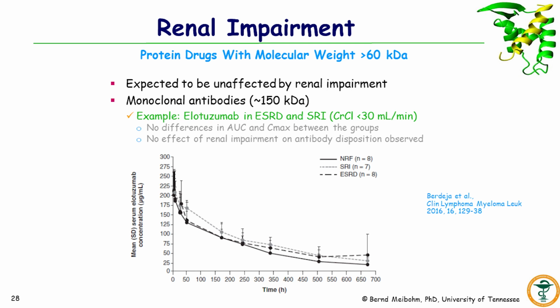An example is shown here with elotuzumab that has been investigated in patients with normal renal function, shown here as a solid line, compared to individuals with either severe renal impairment with a creatinine clearance below 30 milliliters per minute, or in patients with end-stage renal disease. As you can see, the systemic exposure is very similar in those three groups. There were no relevant differences in AUC and Cmax between these groups, and by that, no effect of renal impairment on antibody disposition was observed in this specific publication.